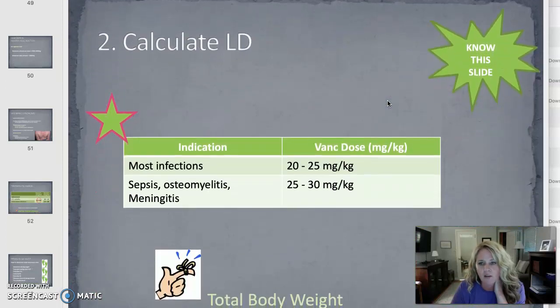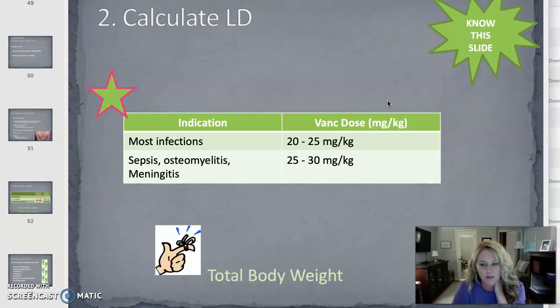Then we're going to calculate the loading dose. So the loading dose is going to be independent of renal function. Okay, we can give a load, and then renal function is going to determine how frequently we will give that maintenance dose. But the loading dose you can give irrespective of their creatinine clearance.